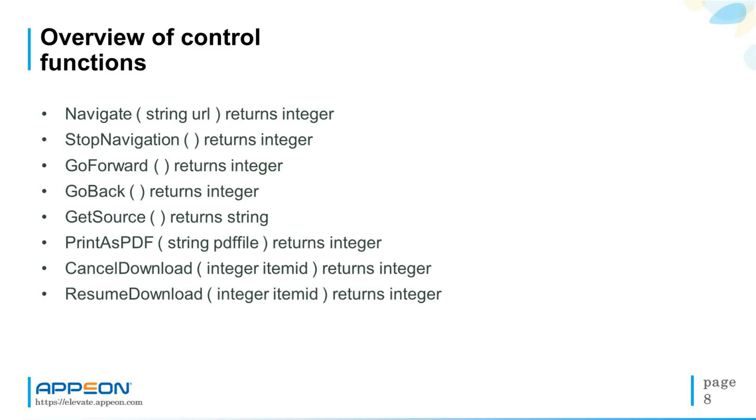Get source will return the HTML of the current web page. Print as PDF, you can pass in a PDF file name and it will print the current page to that PDF. Cancel download and resume download would be if you're downloading very large files and you want to give the user the ability to cancel the download and then possibly resume it at a later time.